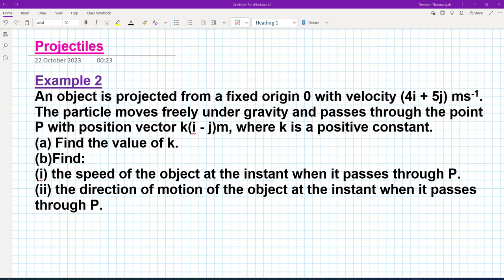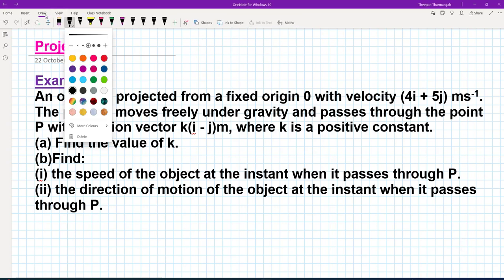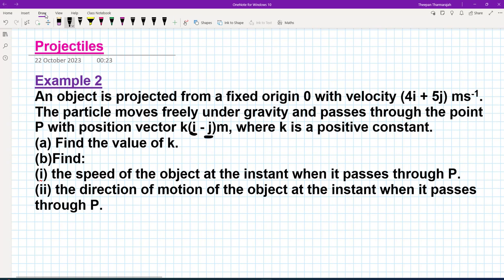Find the speed of the object at the instant when it passes through P, and the direction of motion of the object at the instant when it passes through P. So what we're going to do here is, first of all, we ought to underline our vectors. So we'll do that here.